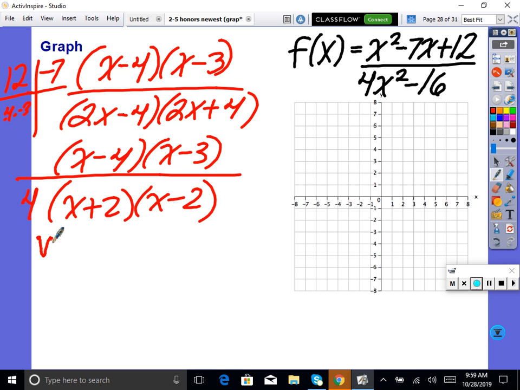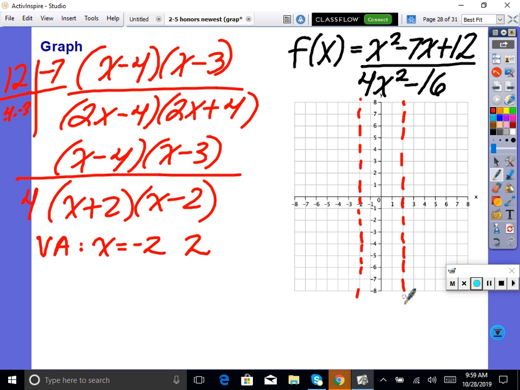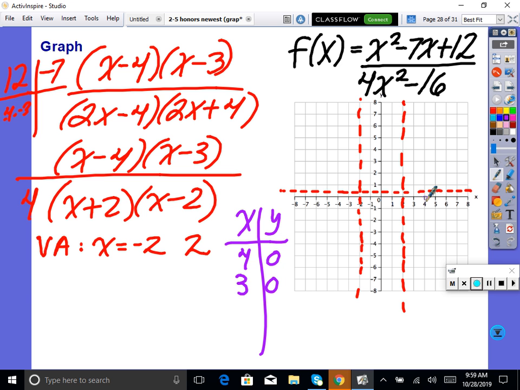So now you'd say, okay, my vertical asymptotes are at x equals -2 and 2. Where is my horizontal asymptote, people? 1/4, so about right there. Okay, awesome. Now we're just plotting points. What are my x-intercepts, if any? 4, 0, and 3, 0. So I'm going over 4 of 0 over 3 of 0. Yep, okay. Just felt weird for a minute.